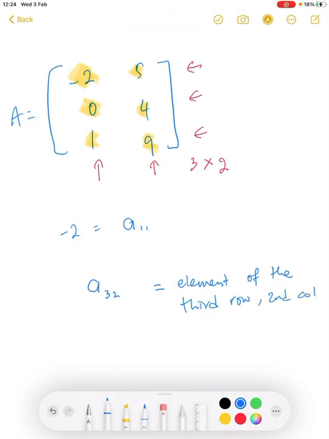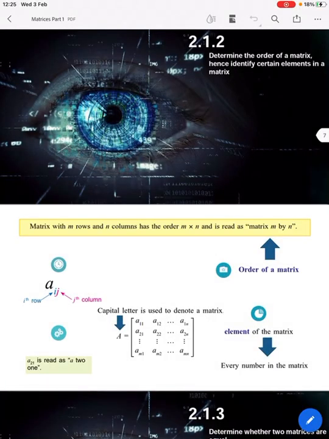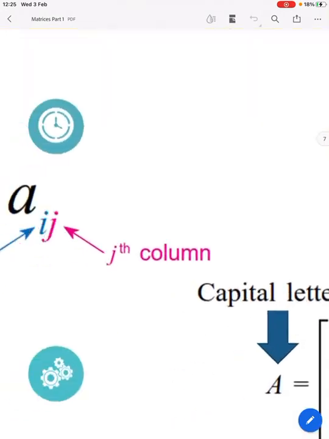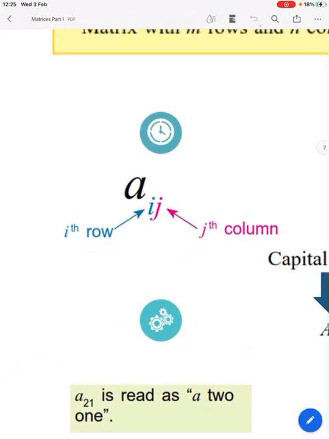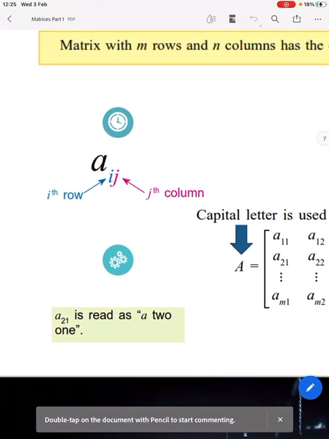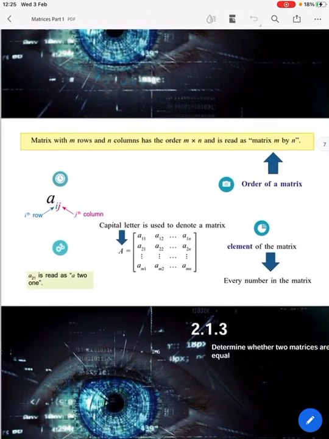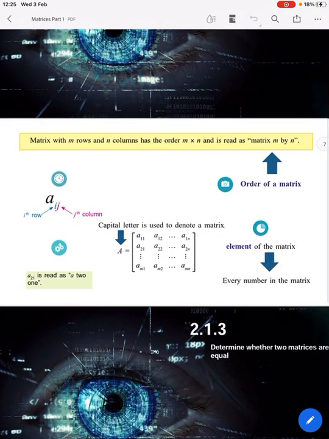Third row, second column. So A32 is equal to 9. Okay, so the formula is actually Aij here, if you can see Aij. The first is the row and the second is the column. Okay, element order. So we are done with this page. I hope you can understand.